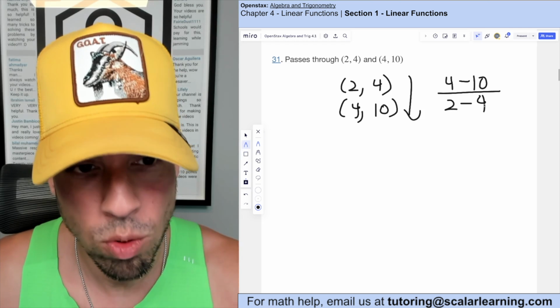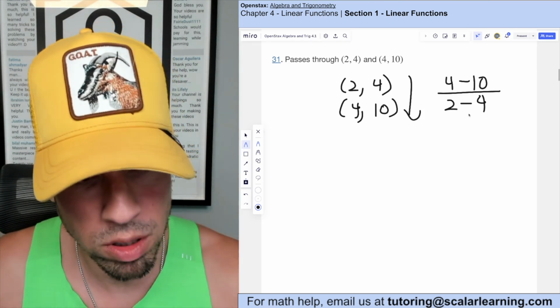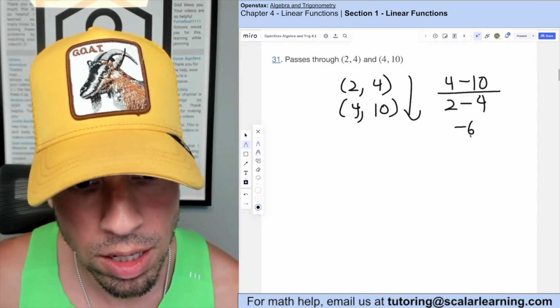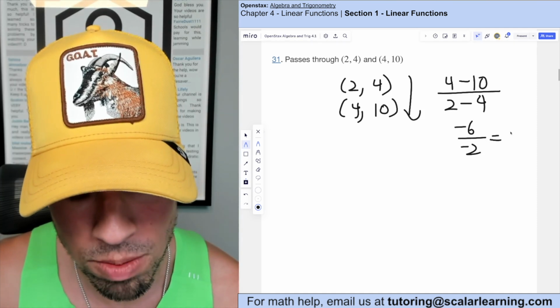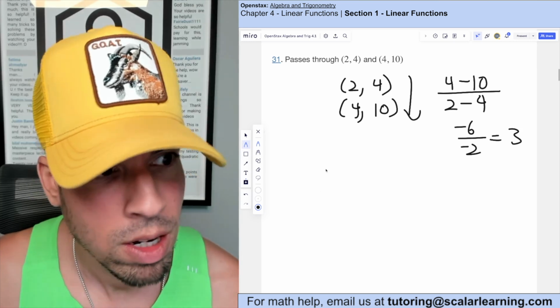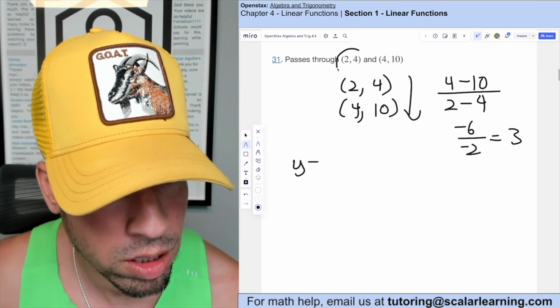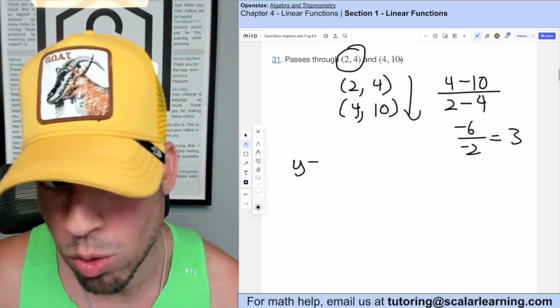remember the correct ordering. And again, if I flip the coordinates, it's fine. It's just you have to stay consistent with the subtraction. So now we have -6 over -2, which simplifies to 3. So we got a slope of 3. Now we're going to do point slope formula. So I'm going to arbitrarily choose this coordinate. Again, it would work with this one as well.